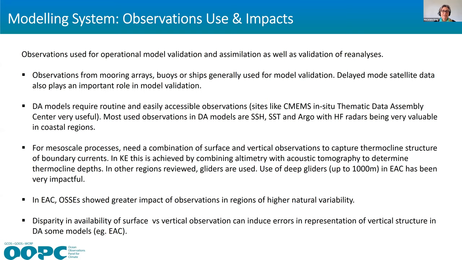And data assimilation models have requirements for routine and easily accessible observations. Sites such as the CMEMS TAC site are very useful. And the ones that are mostly used for assimilation in models are sea surface height, sea surface temperature, Argo, with a note that HF radar is actually proving to be very useful in coastal regions.